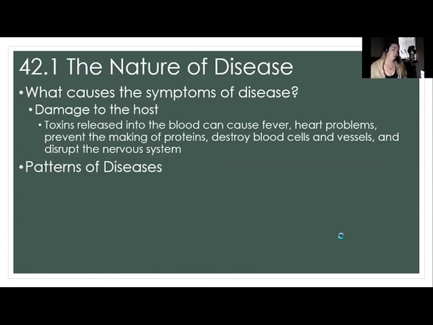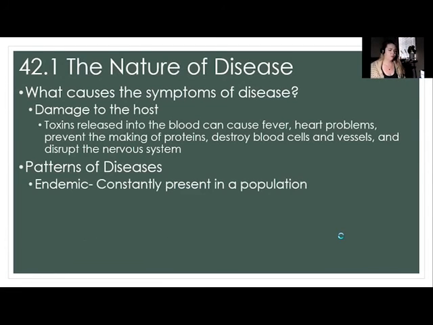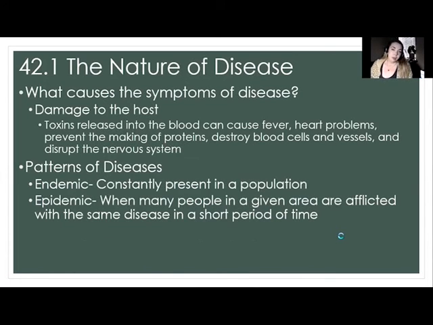There are three main patterns of disease that I'm going to talk about right now. The first one is endemic, meaning it's just constantly present in a population. For example, the chickenpox are just constantly present in the human population. In an epidemic, there is a given area where a higher than usual number of people are afflicted with the same disease in a short period of time.